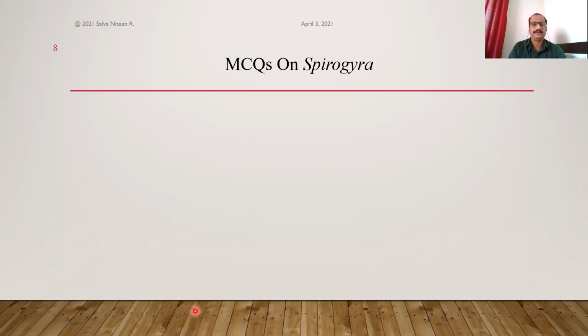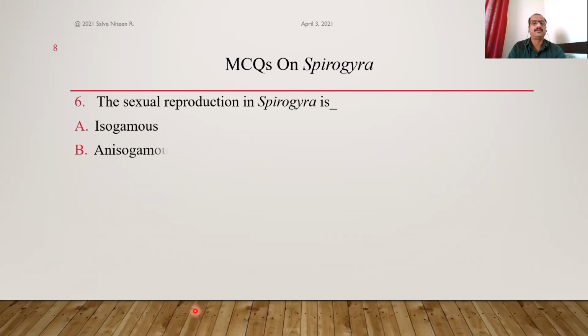Next question. The sexual reproduction in Spirogyra is of what type? Isogamous, anisogamous, oogamous, or none of these? We studied it is a very primitive type. Oogamous is a very advanced type of reproduction, and anisogamous is the intermediate between the two types. So in this life cycle, we studied that sexual reproduction in Spirogyra is very primitive, and it is isogamous type of sexual reproduction. So here the correct answer is option A.